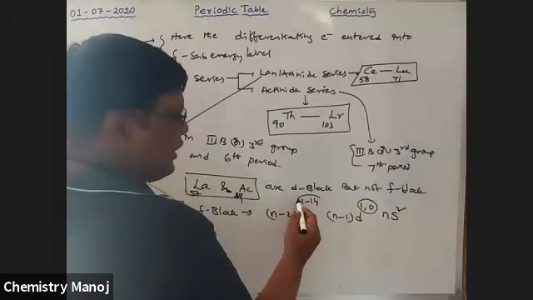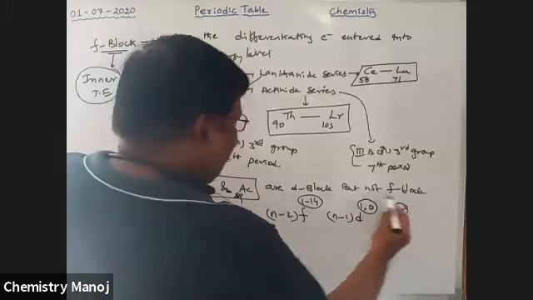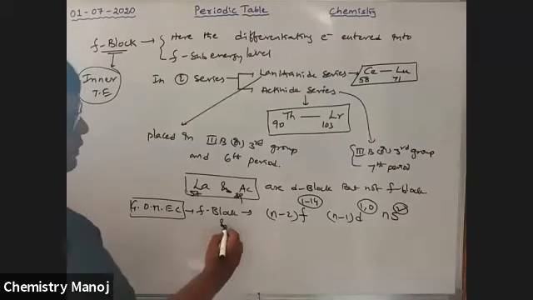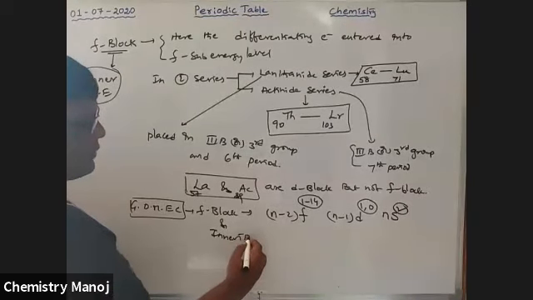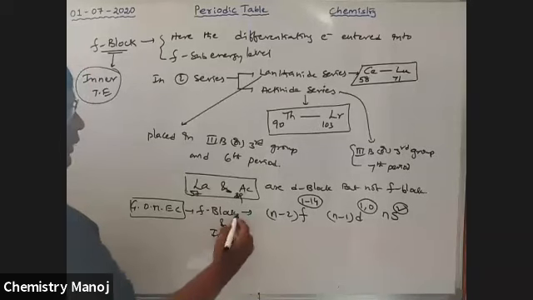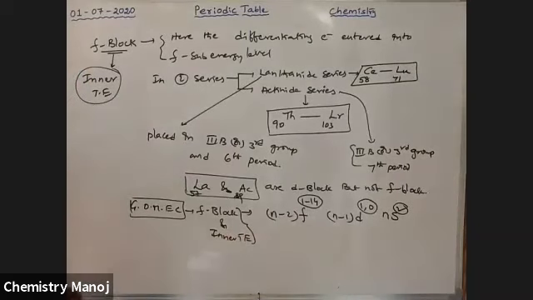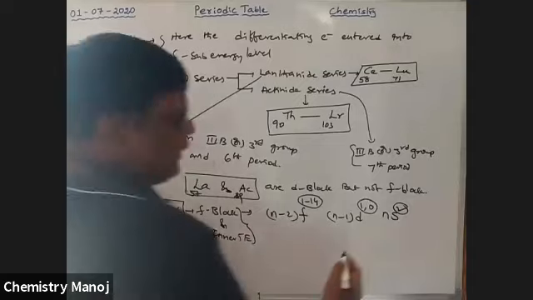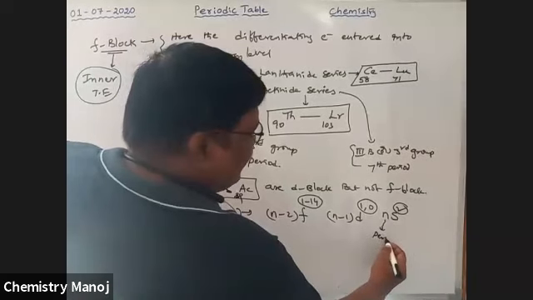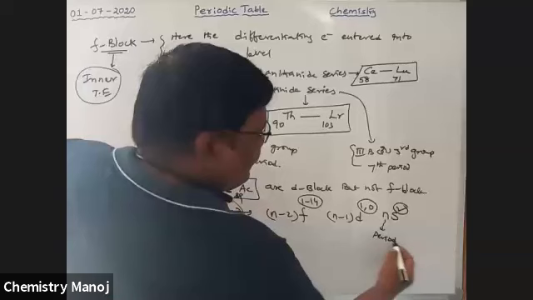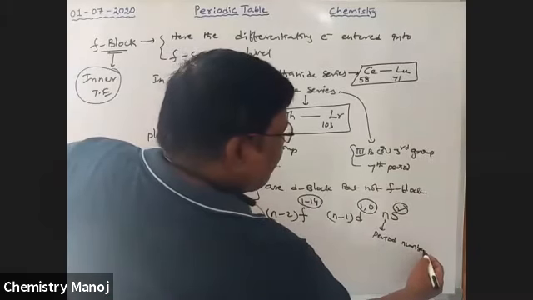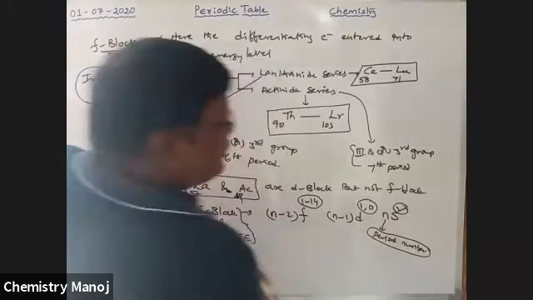This is the general outermost electronic configuration for f block elements, also called inner transition elements: (n-2)f 1 to 14, (n-1)d 1 or 0, ns2. Here n is the orbit number, that is, n is equal to the period number.